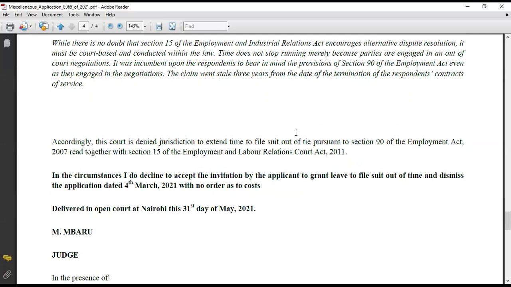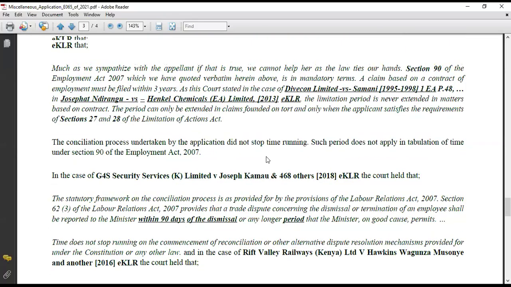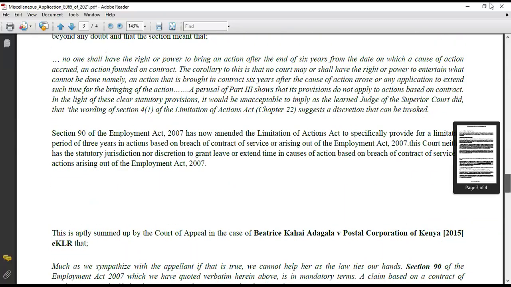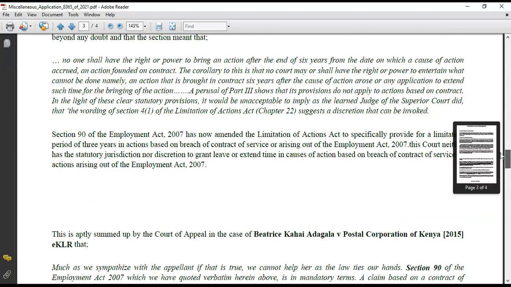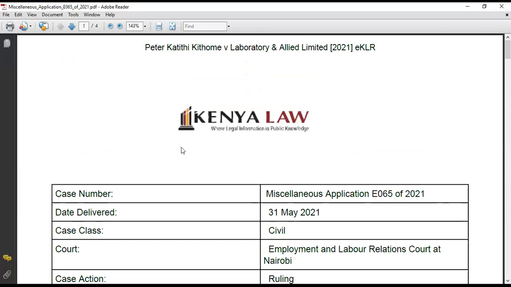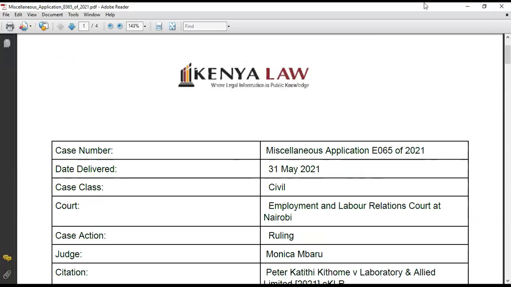So you can say that after he went into conciliation, that did not stop the time. So leave was not granted. So this is a very good case to cite in this question. Peter Kadidi Kidome versus Laboratory and Allied Limited, 2021. Yeah. So that was the answer on A.